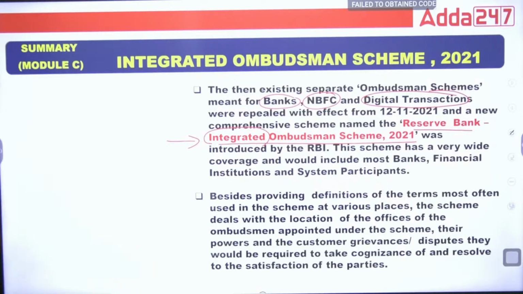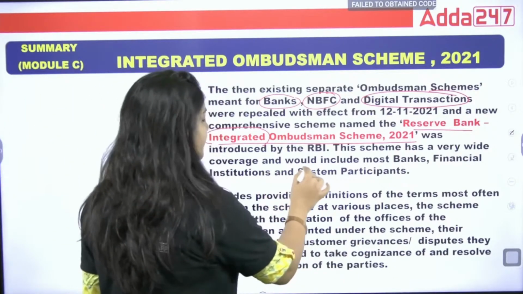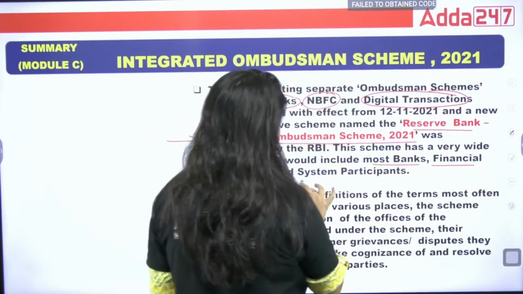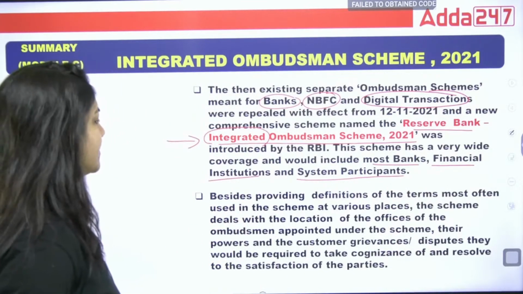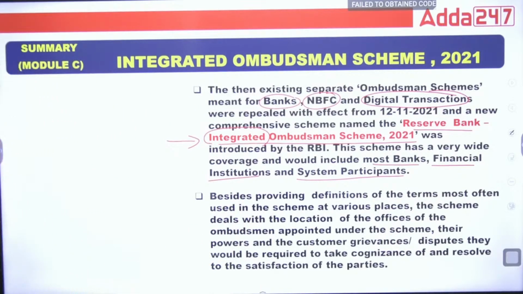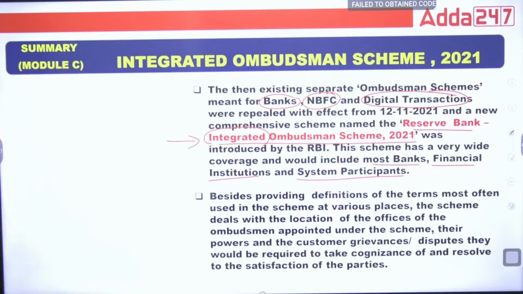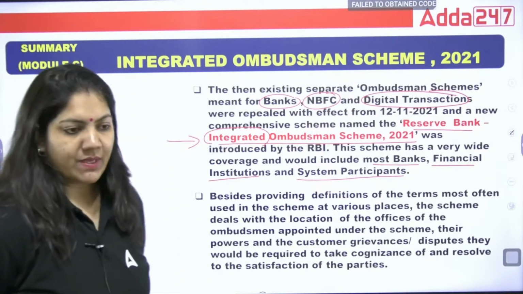It covers most banks, financial institutions and system participants. Besides providing definitions of the terms most often used in the scheme at various places, the scheme deals with the location of offices of the Ombudsman appointed under the scheme, their powers, and the customer grievances and disputes they would be required to take cognizance of and resolve to the satisfaction of the parties.